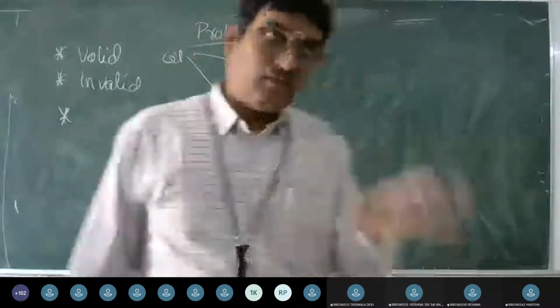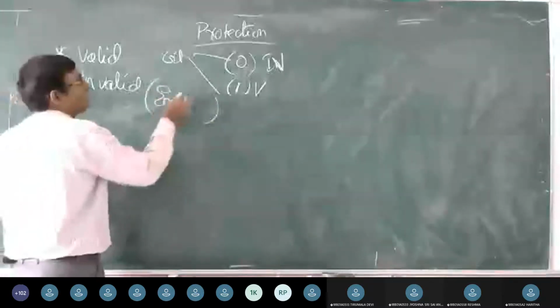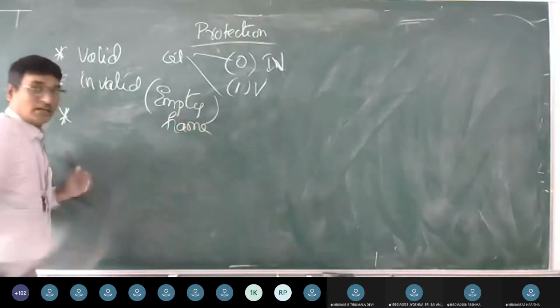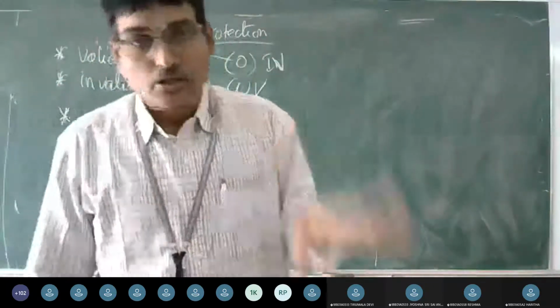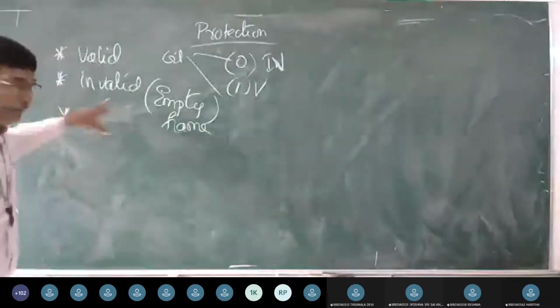Invalid states, valid and invalid. An invalid state says it is an empty frame. It states there is an empty frame. No data is dumped into it. There is no association towards it. So we call it invalid.